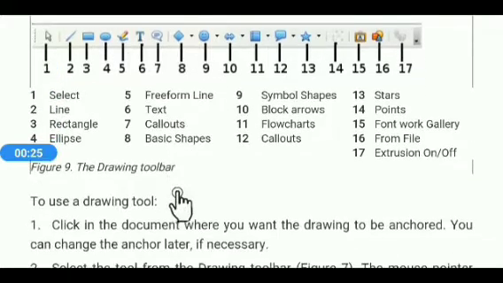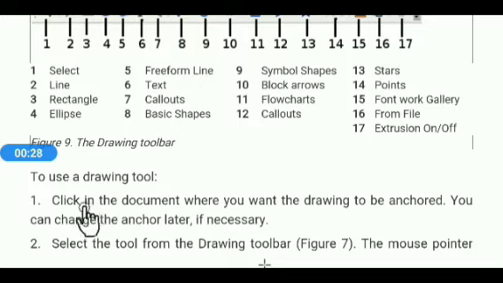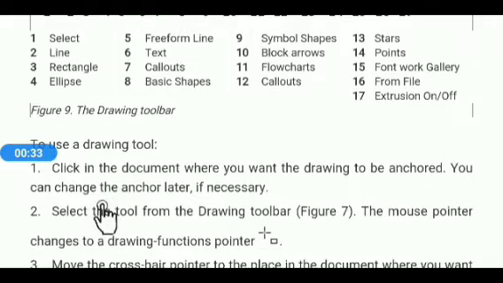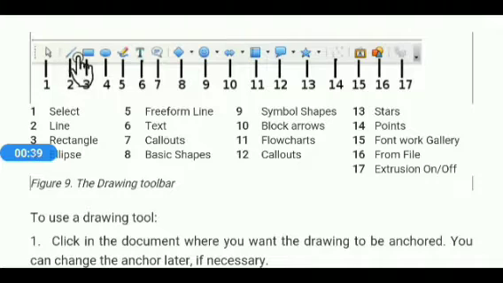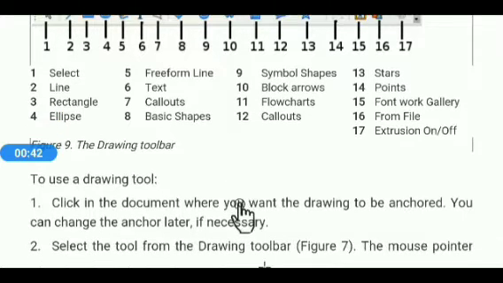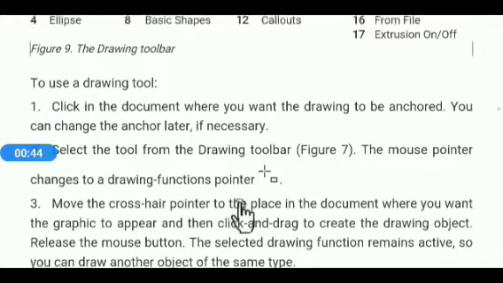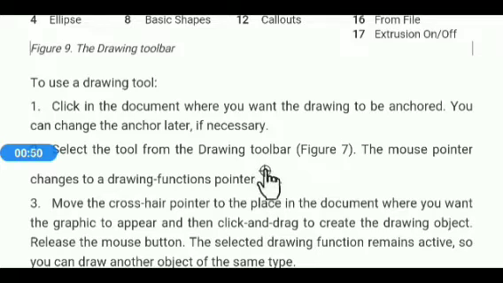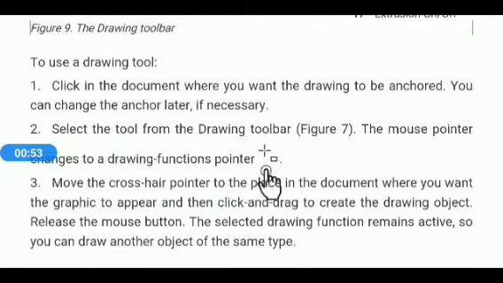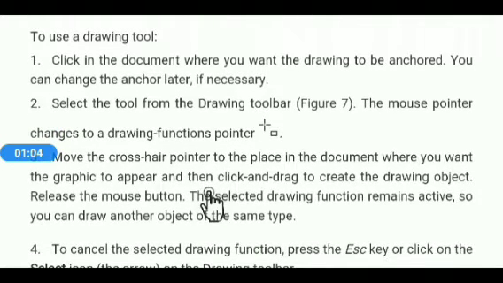Next is how to use a drawing tool. For this, click in the document where you want to place the drawing object, then select the tool from the drawing toolbar, that is line, square, etc. When you click on any tool, the mouse pointer changes into a crosshair symbol. Move the crosshair symbol in the document, then click and drag to create the drawing object and release the mouse button.